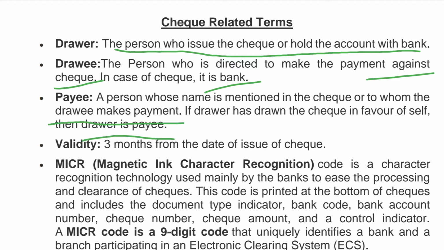So, the validity of the check is 3 months from the date of issue. Previously the validity of the check was 6 months. Now, the validity of the check is 3 months.